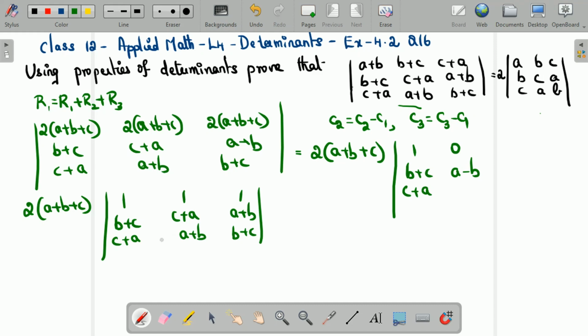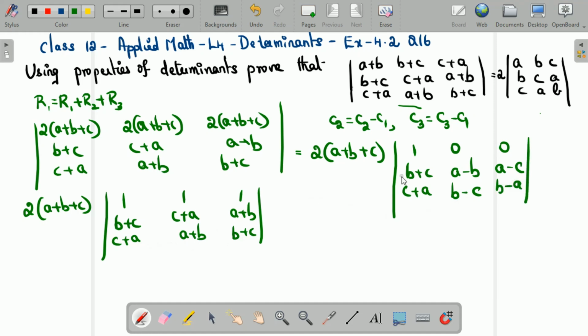Now A + B - C - A. So it is going to be B - C. For the third column, 1 - 1 is 0. A + B - (B + C). So this is going to be A - C. Now B + C - A. This is going to become B - A.